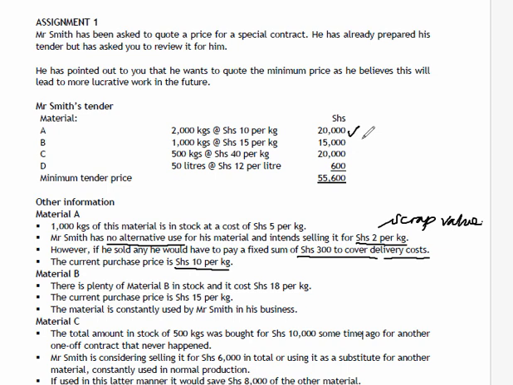But now the question is, do they have an alternative use? Or can we sell them off? Yes, we can sell them off at shillings 2 per kilogram. They have no alternative use. So meaning that the opportunity cost for these materials will be the net benefit from selling them off. Let me try to summarize this.